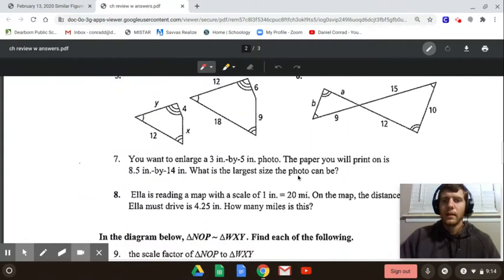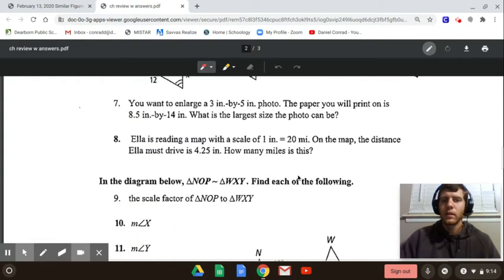Okay, and then 7, they want you to enlarge a photo. So we have a 3 by 5 inch photo, and we want to print it on 8.5 inch paper. So we need to figure out what the scale factor is and see how large our photo is. So we can have you guys try that one.